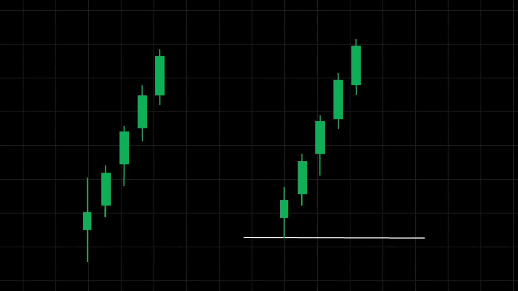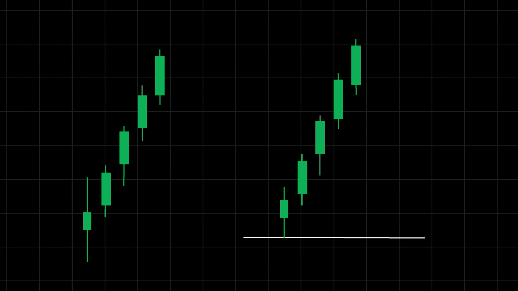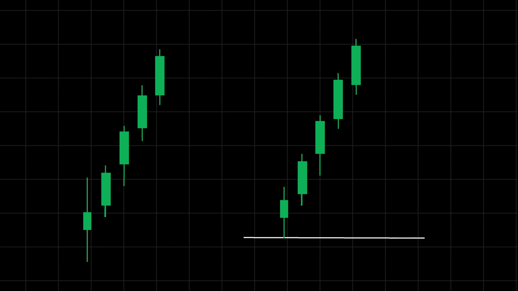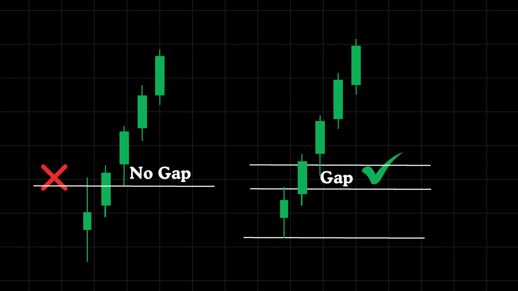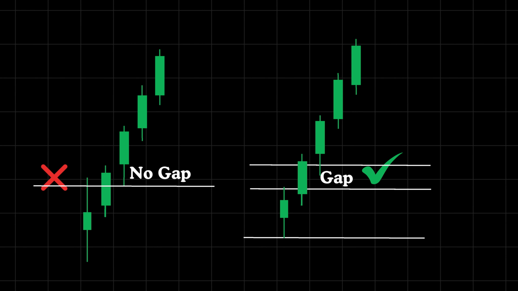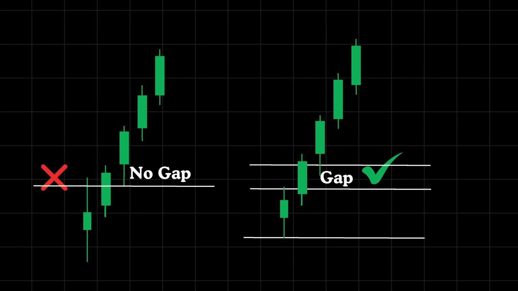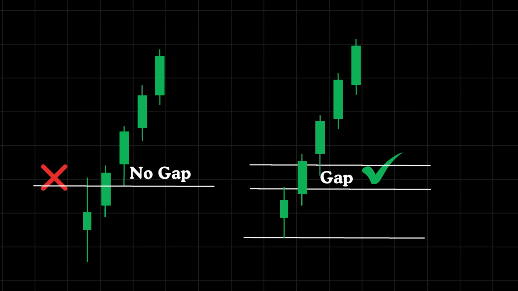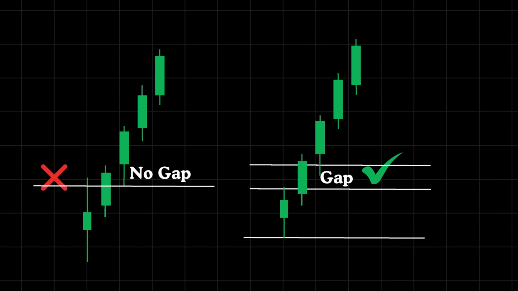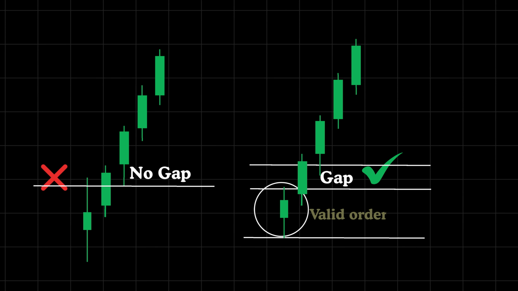Let's break this down. Imagine 2 upward price moves that appear nearly the same. Both show strong bullish momentum, but in one case, there's a clear gap, a space between the high of one candle and the lows of the next few. That gap signals inefficiency, meaning price moved so quickly that orders couldn't be fully matched. Only the move with this imbalance qualifies as a potential order block.